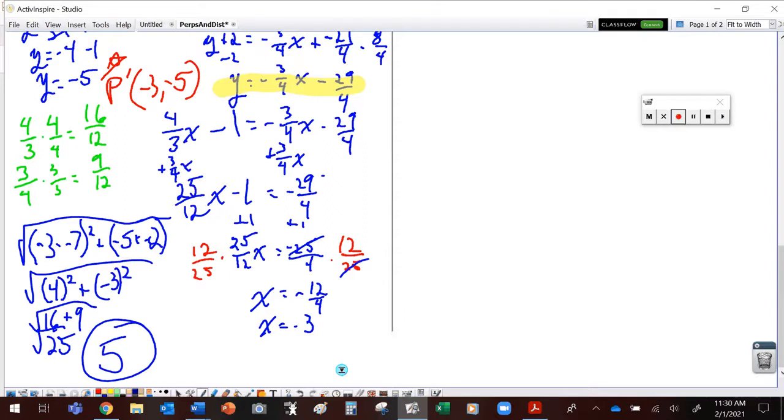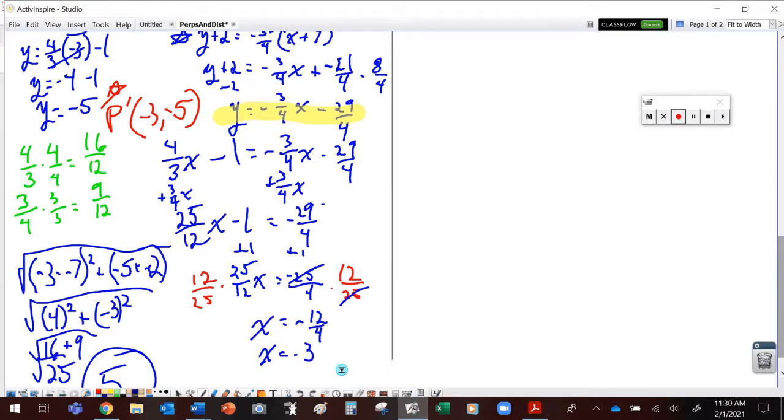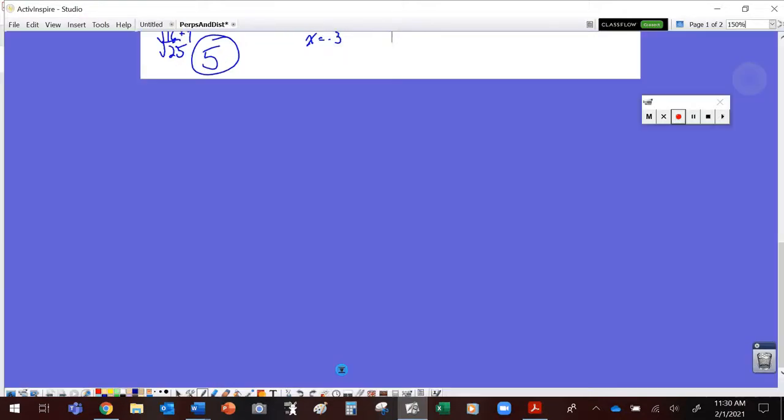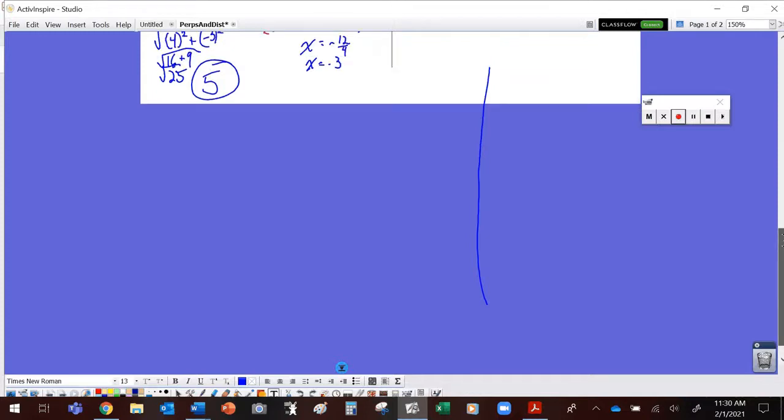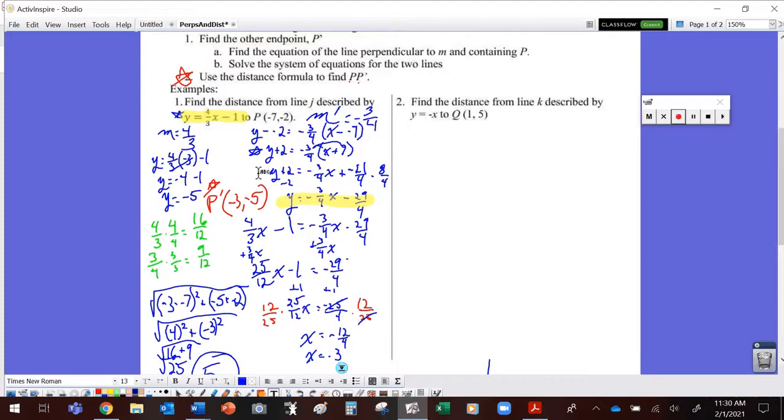But here's the deal, guys. Nothing about this is new. This is all stuff that we've been doing. We find the equation of a perpendicular line. We solve a system of equations. We find that point, and we find the distance from this point to that original given point.